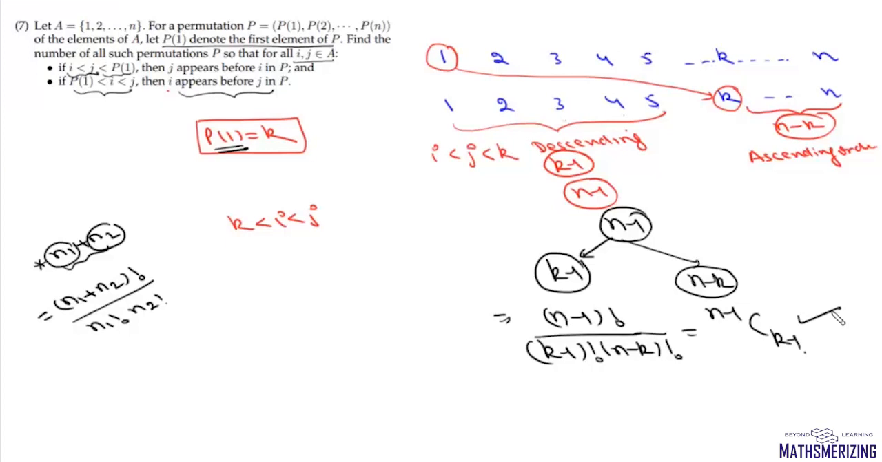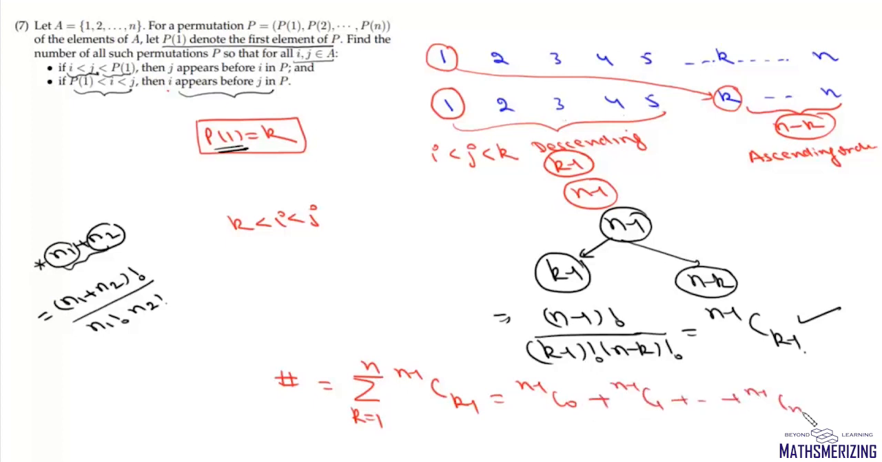Now we need to find the number of all such permutations. So the number of all such permutations is given by the summation of n minus 1 C k minus 1 when the value of k varies from 1 to n. So it will be this series, which is n minus 1 C 0, n minus 1 C 1, up to n minus 1 C n minus 1, which is 2 to the power of n minus 1. So the number of such permutations will be 2 to the power n minus 1.